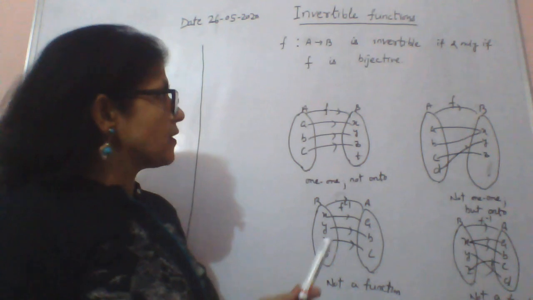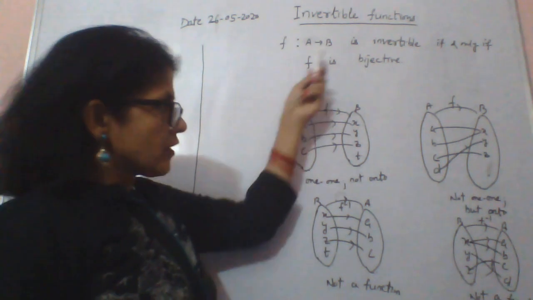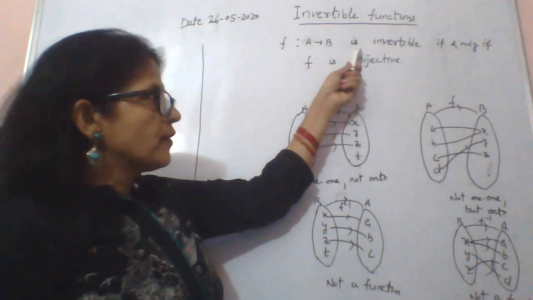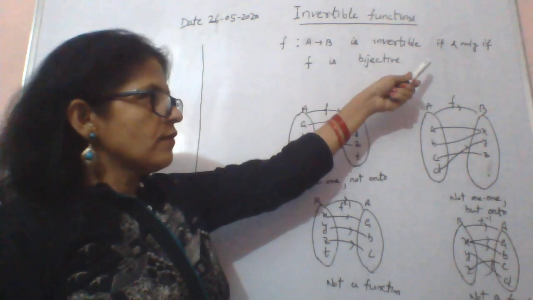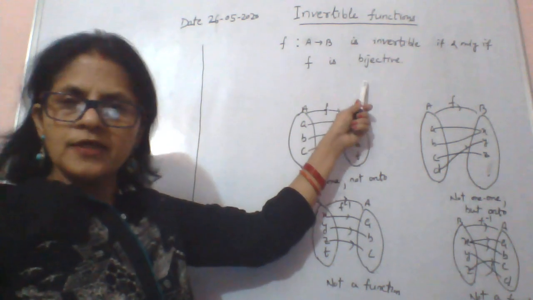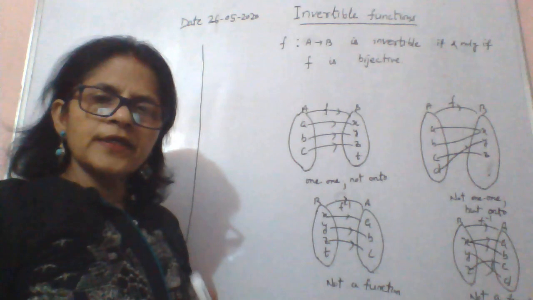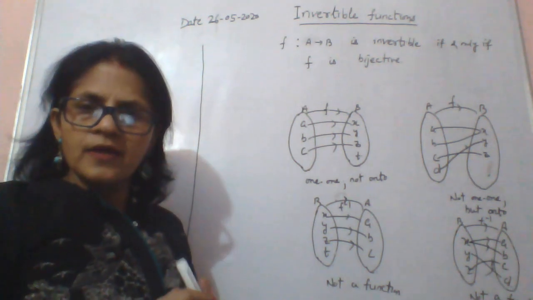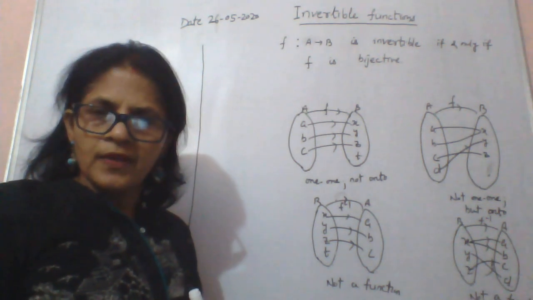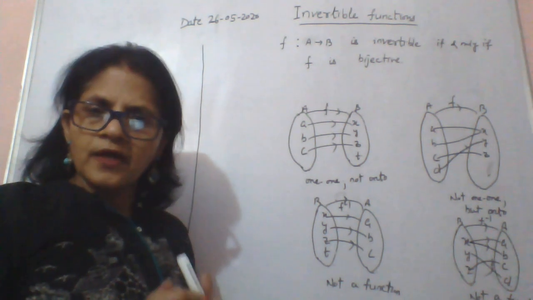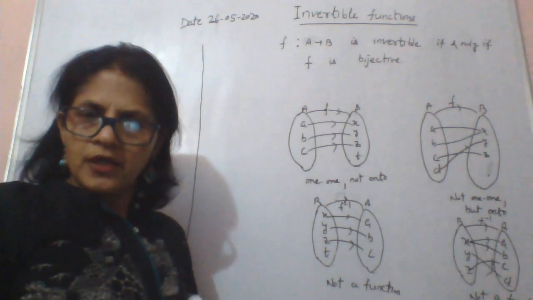So here you see, function f from A to B is invertible if and only if it is bijective. Now let's check. Suppose it is not bijective. I mean, in case f is not bijective, can the function be invertible?